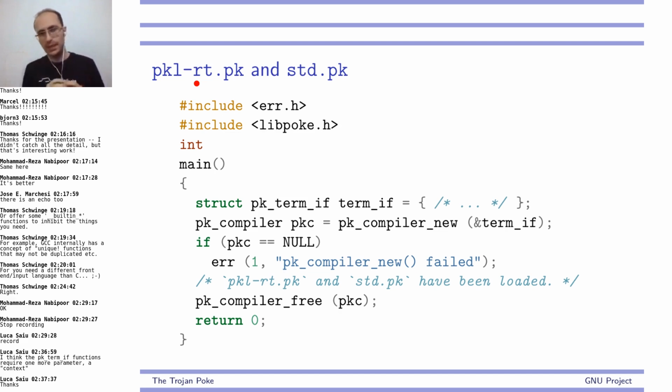And this std.pk has some standard things like standard types. For example, int and long. These are not Poke built-ins. These are type definitions. So actually, int is int<32>, and long is int<64>, and so on. So at this point, we have these two functions. Sometimes you don't want, for example, in GDB integration, we don't need int and long definitions. So there is also another function, pk_compiler_new_with_flags, that you can tell, okay, don't load part of this.